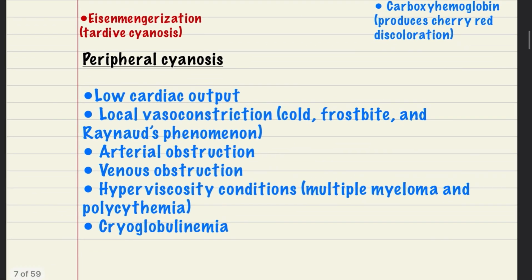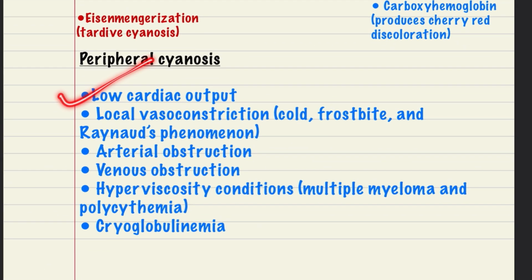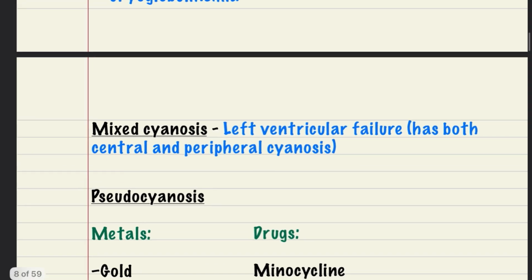Then we have the peripheral cyanosis causes like low cardiac output, then local vasoconstriction like Raynaud's phenomena, cold or frostbite, then arterial and venous obstruction, then hyperviscosity syndromes like multiple myeloma or polycythemia, then we have cryoglobulinemia.